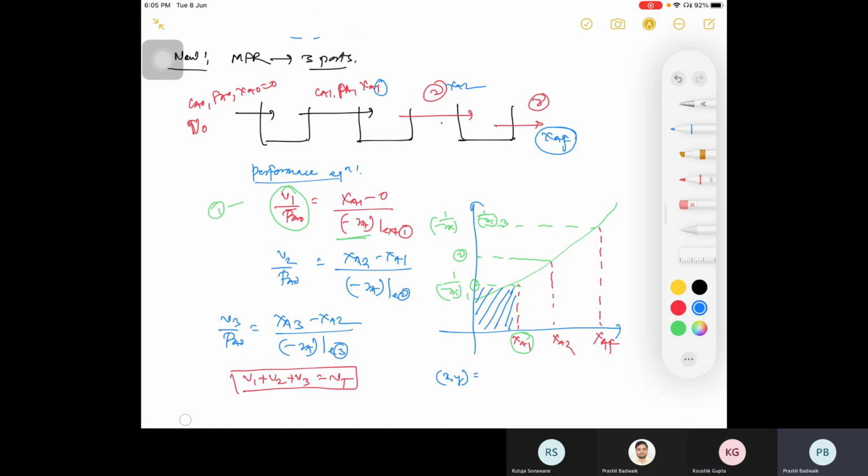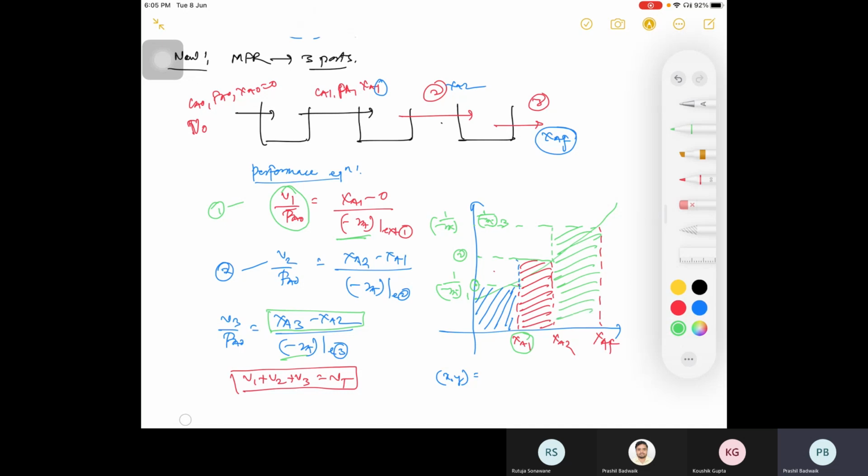Now Rutuja, please tell me what is the area for this second one? XA2 minus XA1 into minus 1 by RA2. Okay, so this is right. Will this include the first one also? No, only the red one. Okay, only the red one, right? And in the third case you have XA3 minus XA2 divided by this. So you will have this area. I will write it in green here.